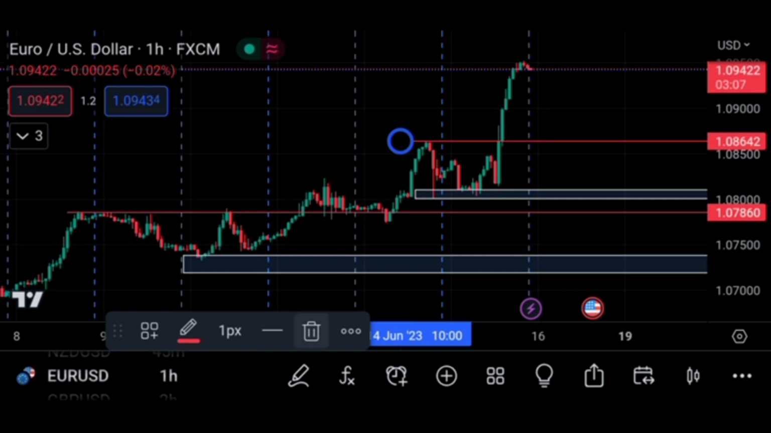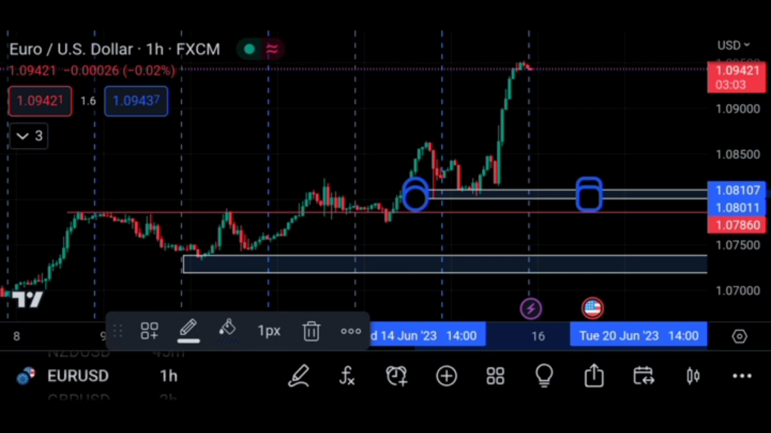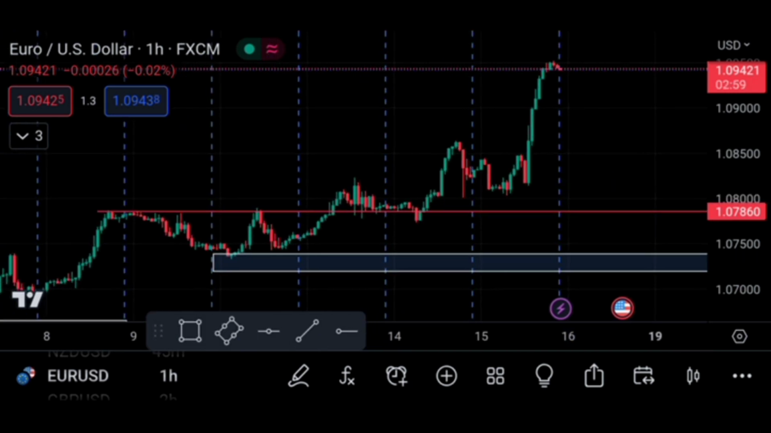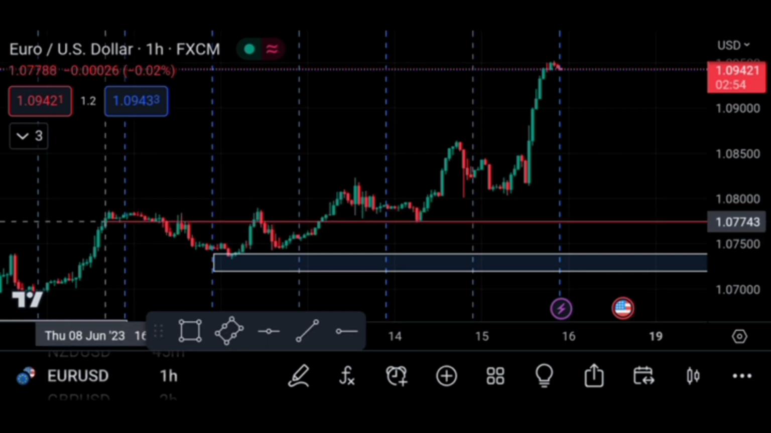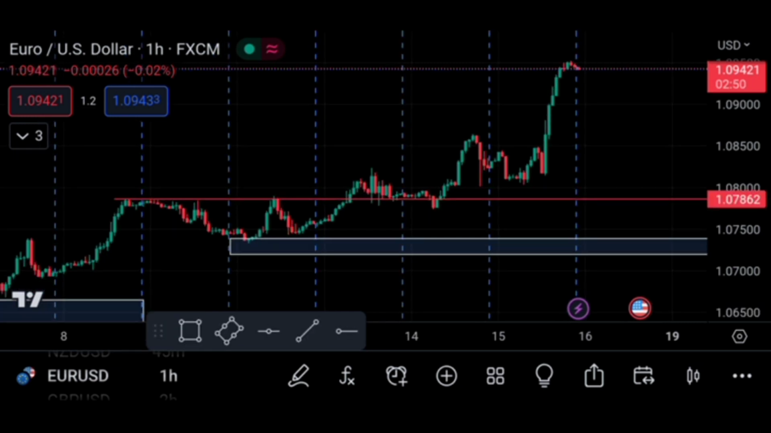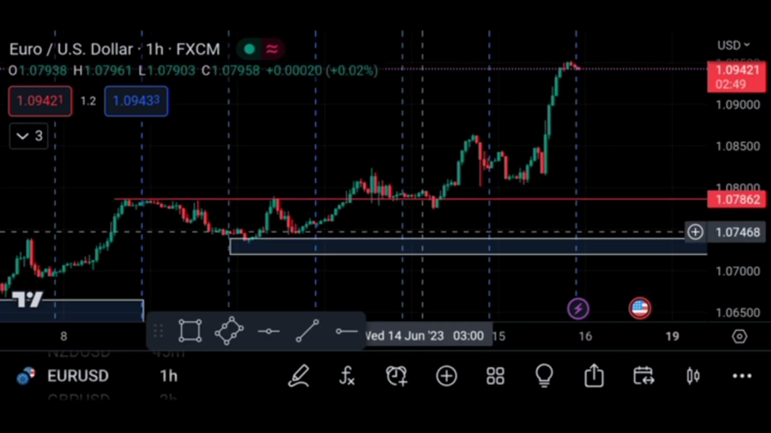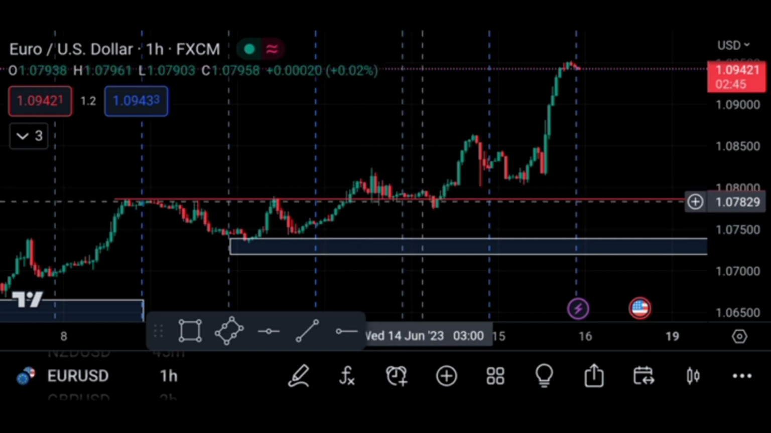Let's take a look at this zone which was broken here. You can see this particular zone here which was broken. You can see that the market made a new high. Market broke this zone, made a new high, and came back to retest it.